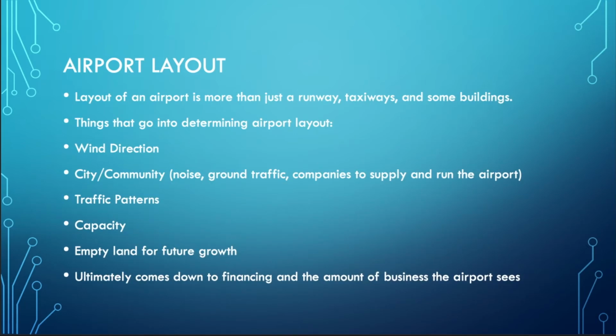So layout of an airport is more than just a runway or taxiways and some buildings. There are a lot of things that go into determining an airport layout, and this is a very important aspect to the whole broad picture of things. So things that are taken into account for layout are wind direction, the city and community around it. So you also have to think about noise, ground traffic. That can also be a huge problem. Think like LAX or Chicago or something. And then companies to supply and run the airport.